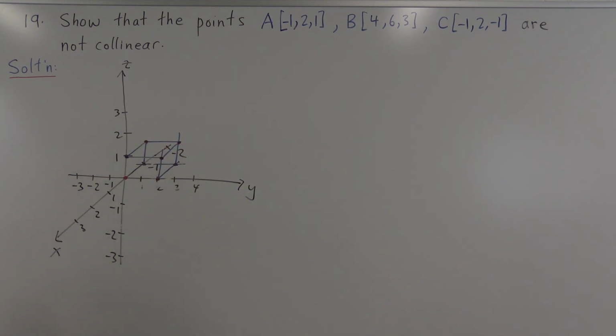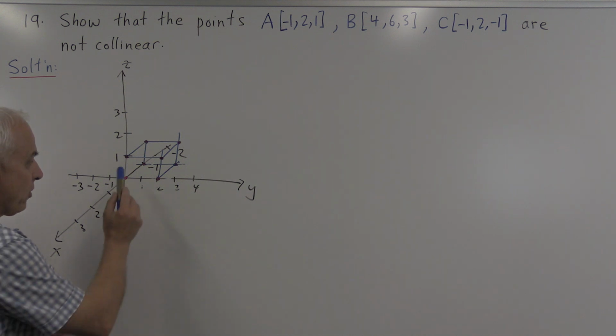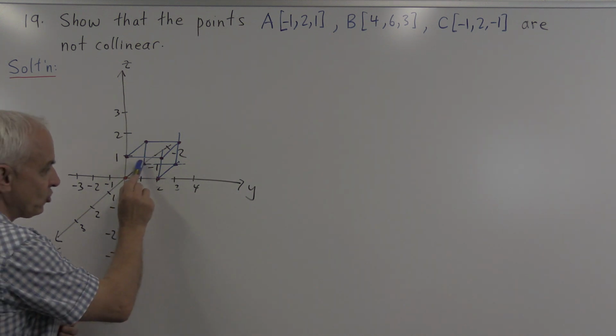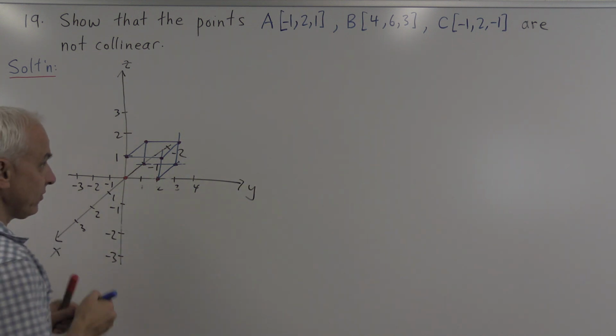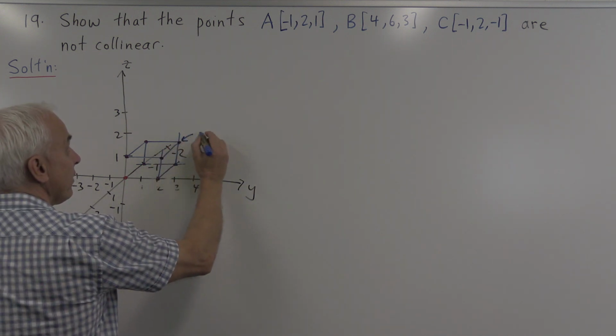Once we've drawn that box, then we can see where the point -1, 2, 1 is, because it's obtained by going -1 in the X direction, and then 2 in the Y direction, and then 1 in the Z direction. So here it is right here. There is the point A.